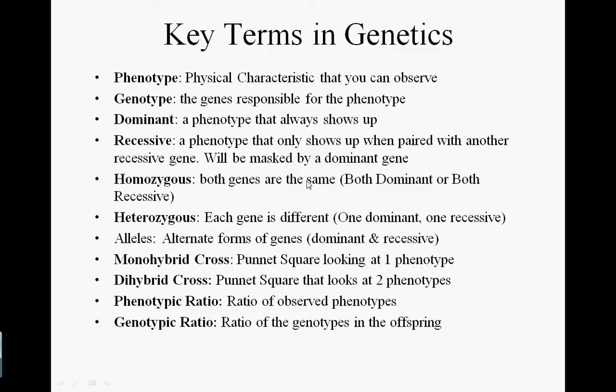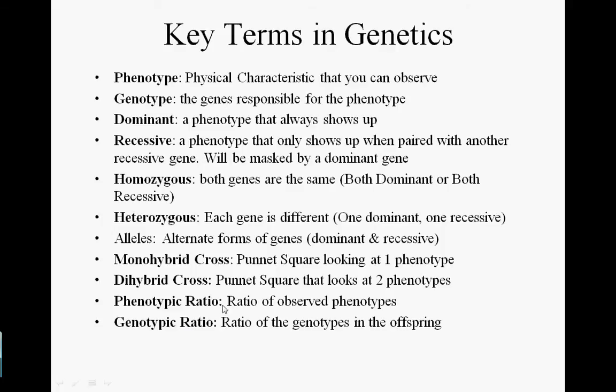Homozygous says that both genes are the same, so either both are dominant or both are recessive. Heterozygous says that each gene is different, one dominant and one recessive. Alleles are just simply alternate forms of genes, so you can either have a dominant form or a recessive form. A monohybrid cross is a Punnett square that's looking at one phenotype. Dihybrid cross is a Punnett square that looks at two phenotypes.